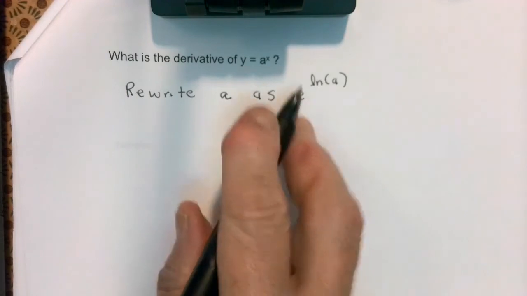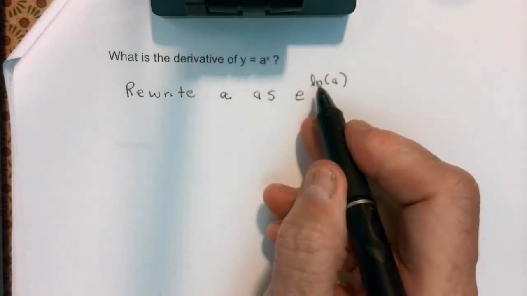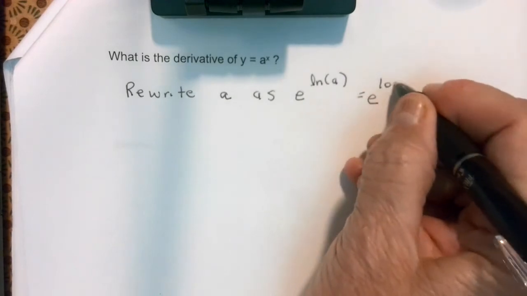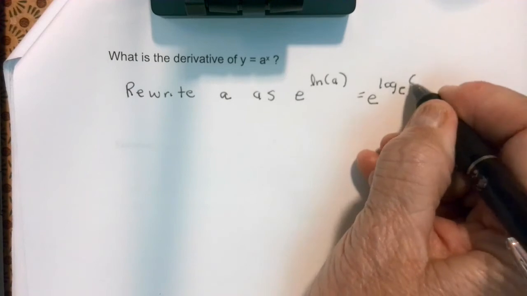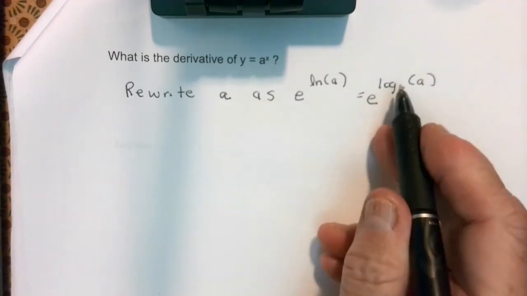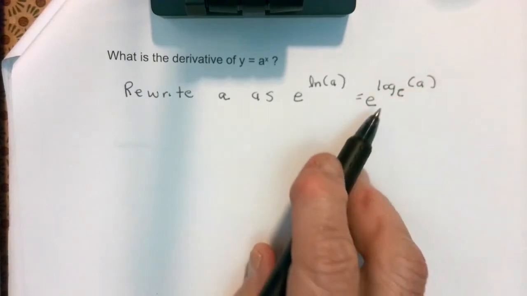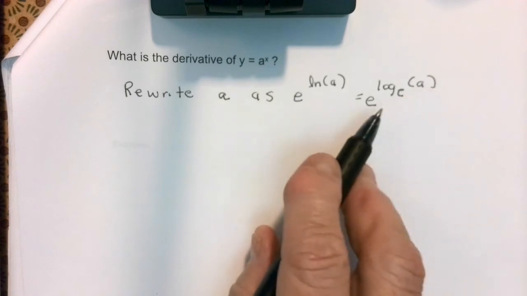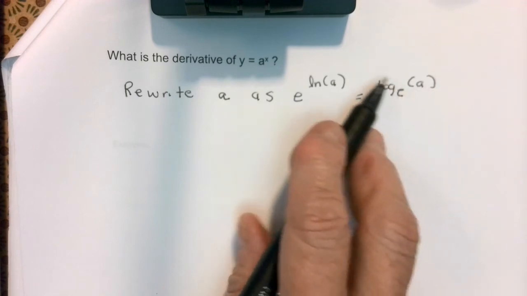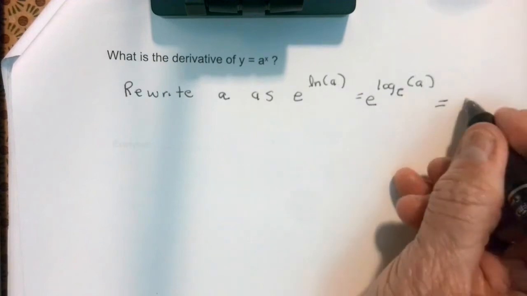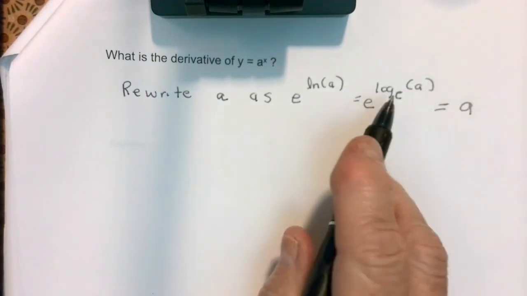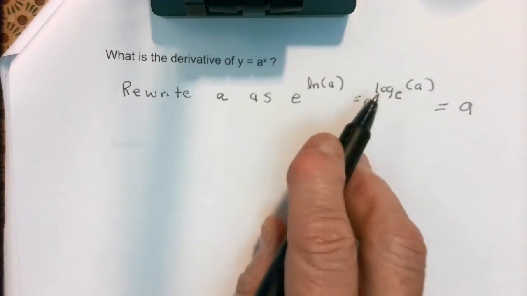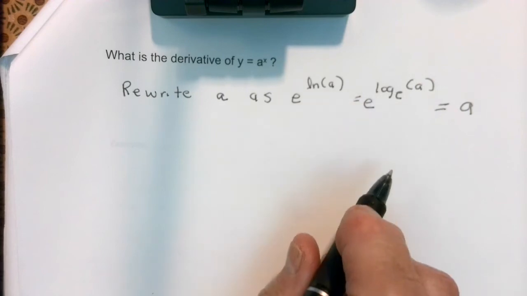Well, why can we do this? Natural log is base e, and it's the same thing as e to the log base e of a. The e and the log base e cancel each other because log base e of a means what power do I raise e to get a? Well, I'm raising e to that power, so this is just going to give me a. Or you can think about it: e to the x and log base e of x are inverse functions of each other, so they cancel each other out.